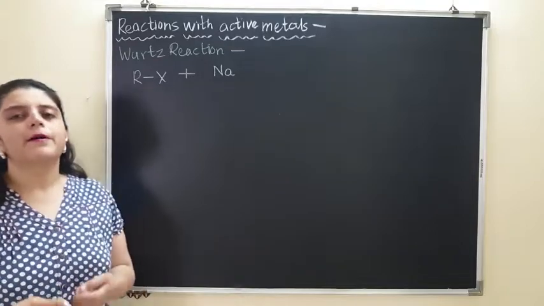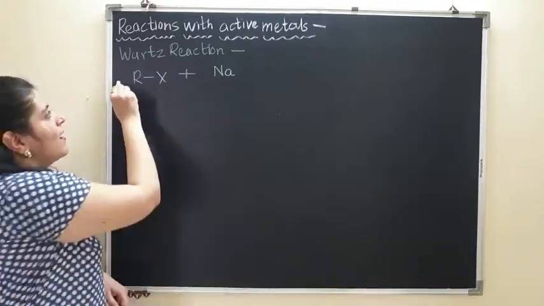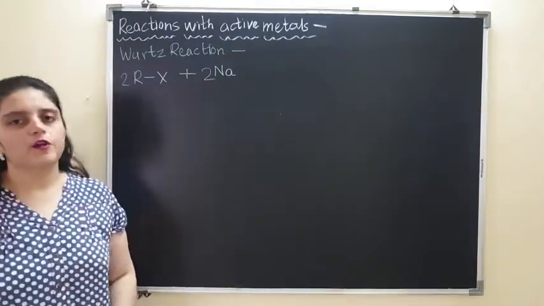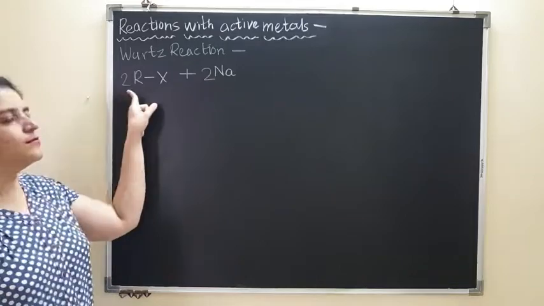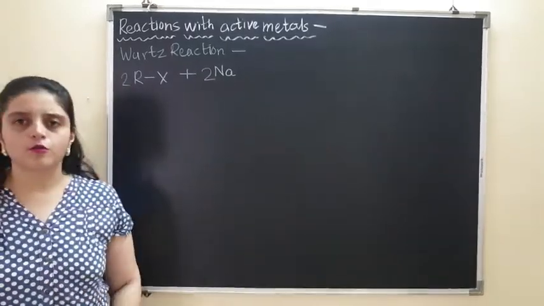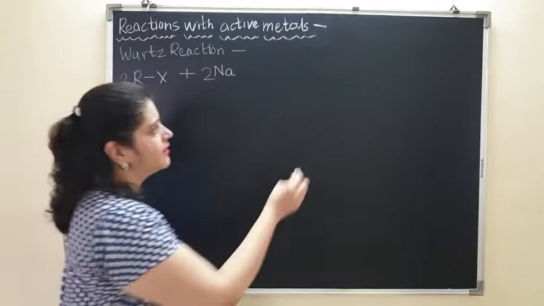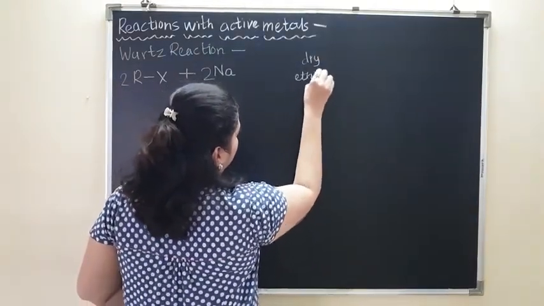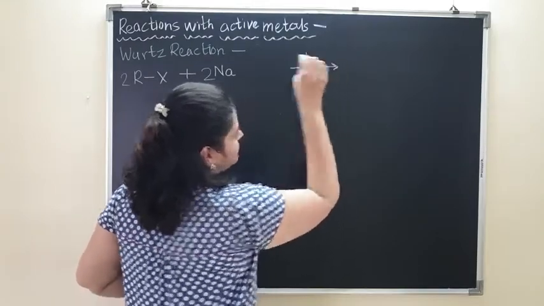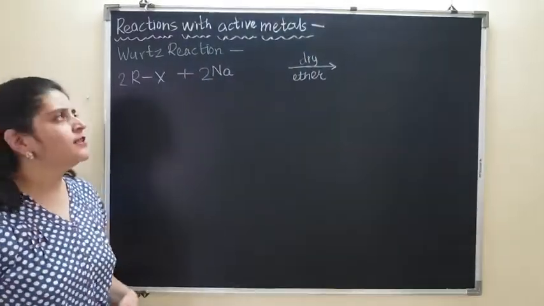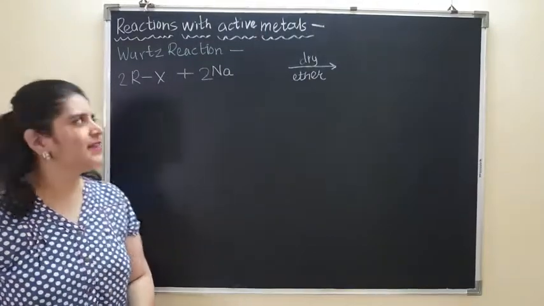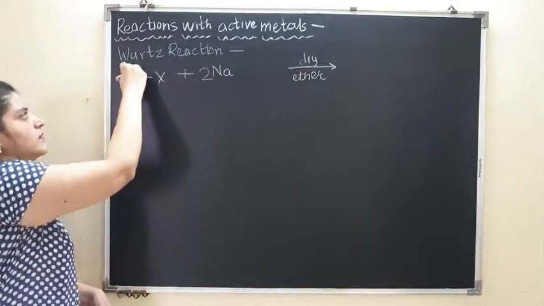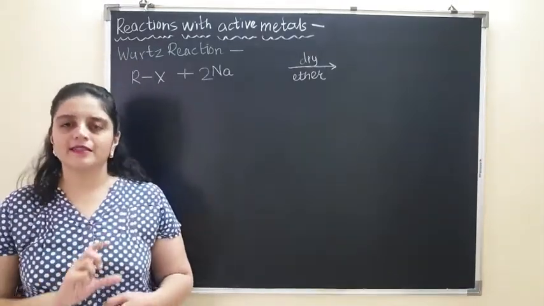But here, for the purpose of balancing, we require to put 2 as the stoichiometric coefficient. So our equation now becomes 2 times RX plus 2 Na in presence of dry ether. Now, for the simplicity of understanding the reaction, instead of writing 2 RX, we will write RX twice in the reaction.